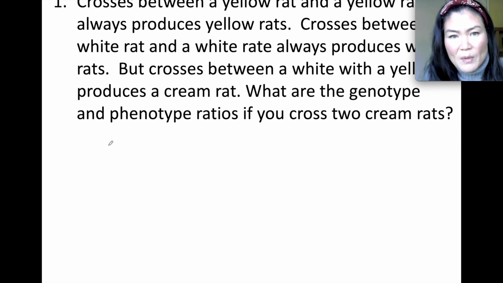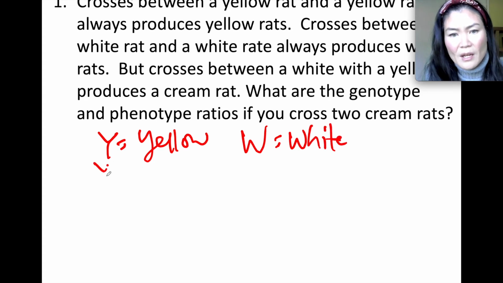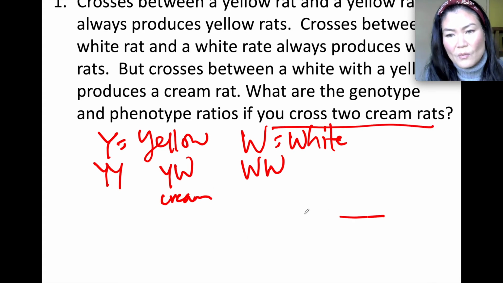Okay, so maybe it's better to just do it this way. Big Y is yellow, and then W is white, right? So like this would be a yellow rat, and then this would be a white rat. But then a cream rat would be that one. Okay, and it's asking to cross two creams. So we're gonna draw.